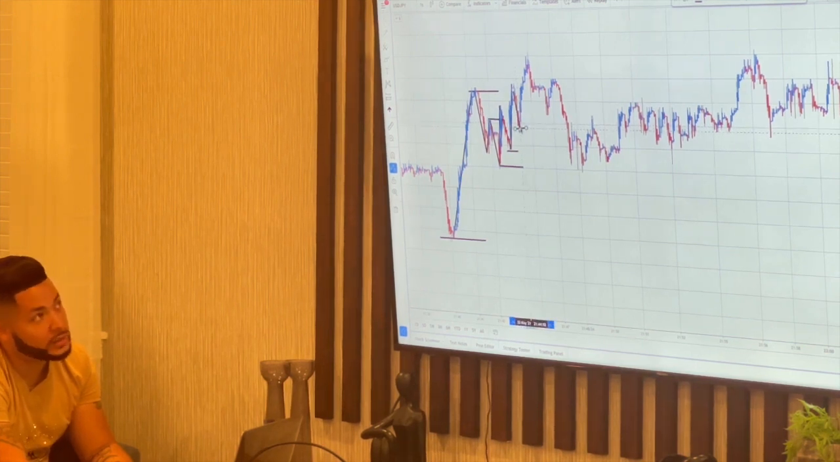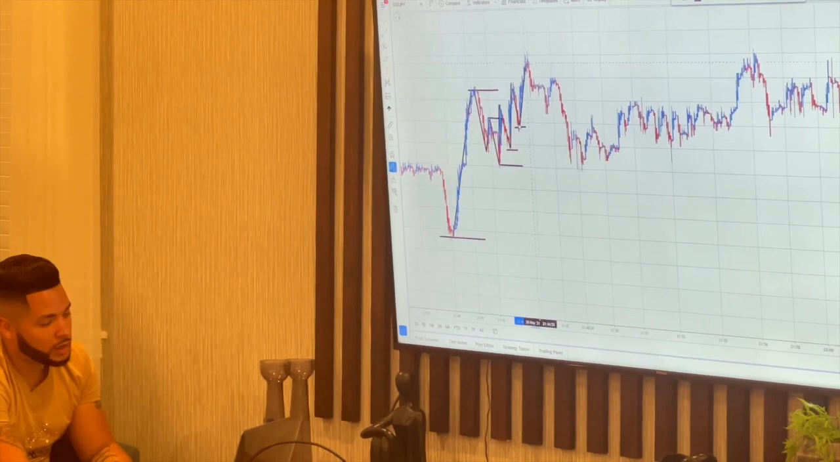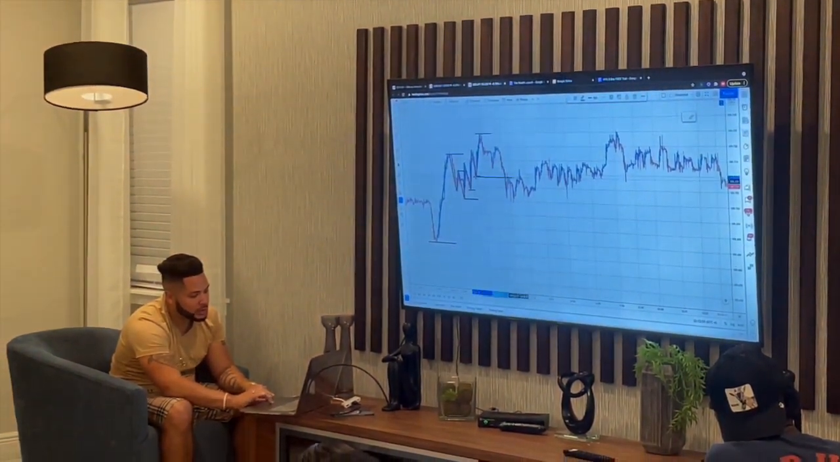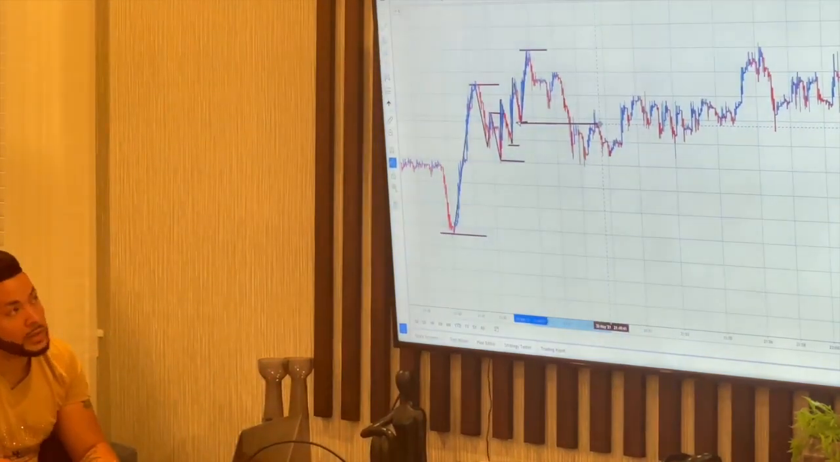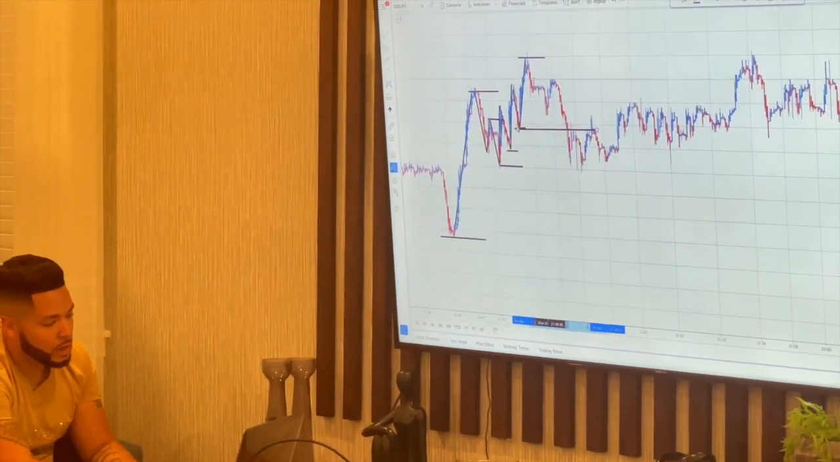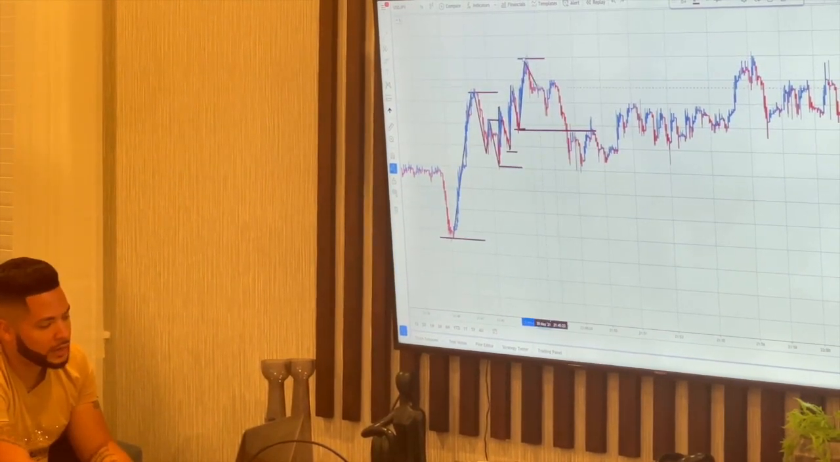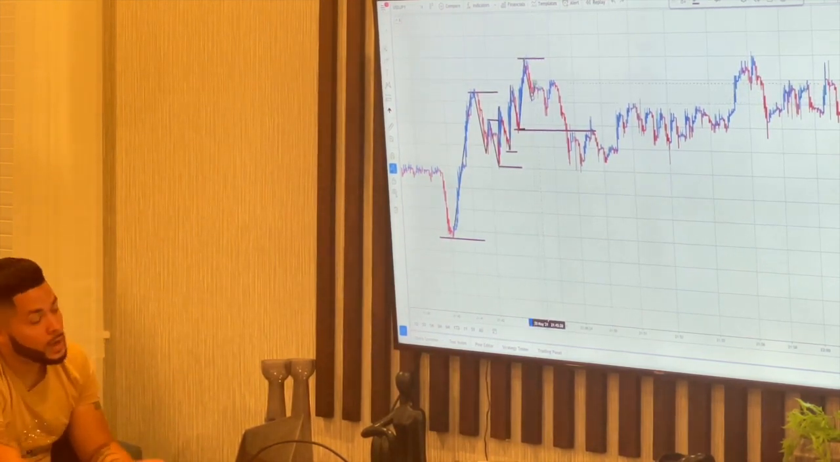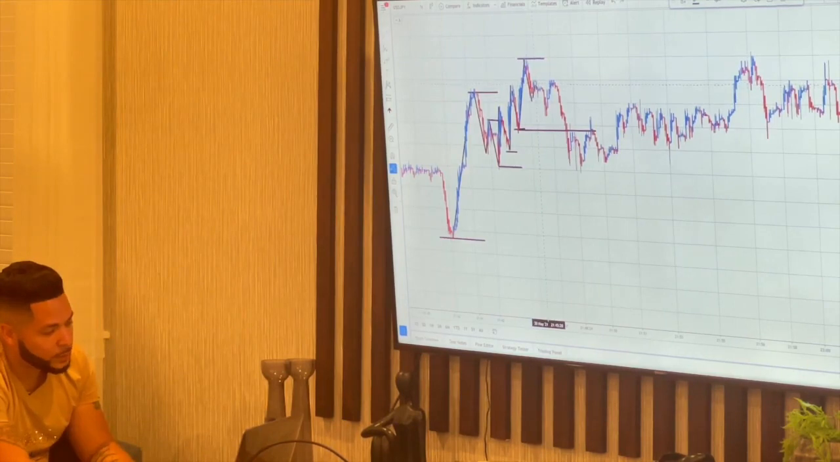Where does the market go again? Another high. Boom, it broke the high. There goes your new high. There goes your new low in the market. You guys see it? Yes. From the high, market goes high, high, low. From low, it goes to high. From high, where does the market go next? Low. Now we have a range.